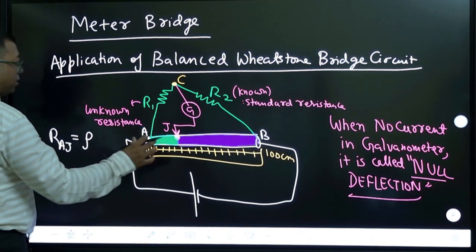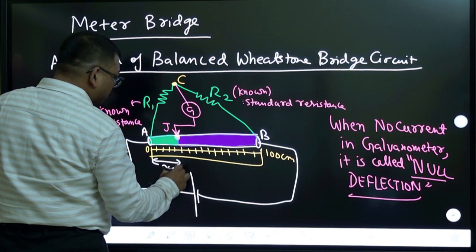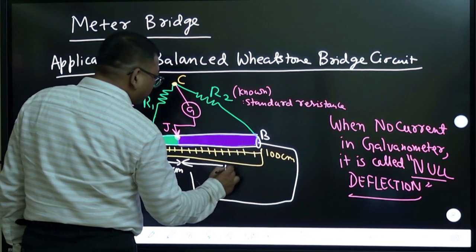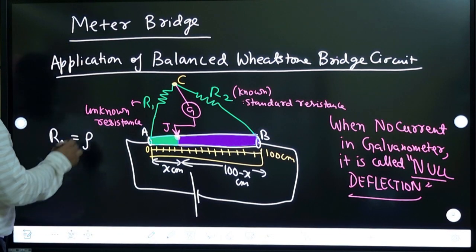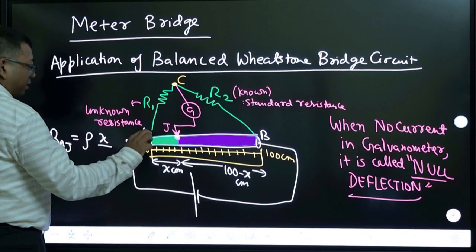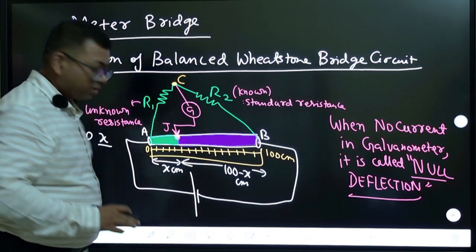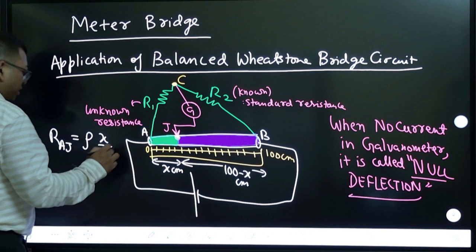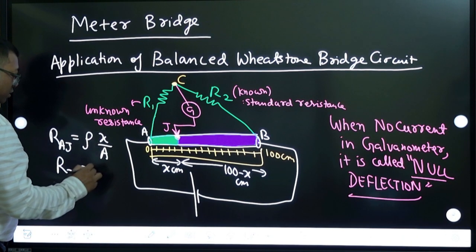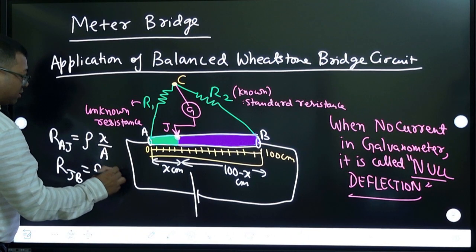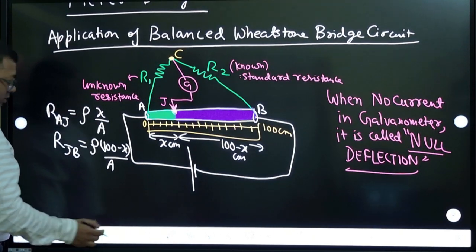resistance is resistivity into length. So when null deflection happens, this length is, let us say, x centimeters, and the remaining length is 100 minus x centimeters. Okay, so resistance is resistivity into length by area of cross section. Note that they have the same cross-section area because it is a uniform wire. Similarly, the resistance of this portion JB, J to B, is resistivity into length 100 minus x, by the area A. Okay, so this is what is happening.